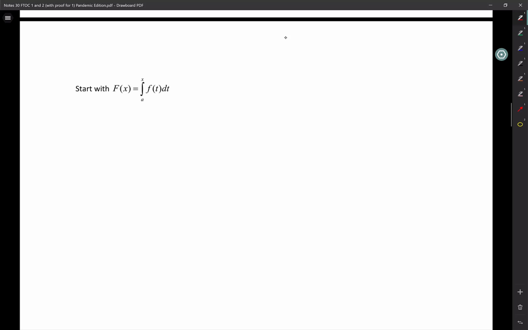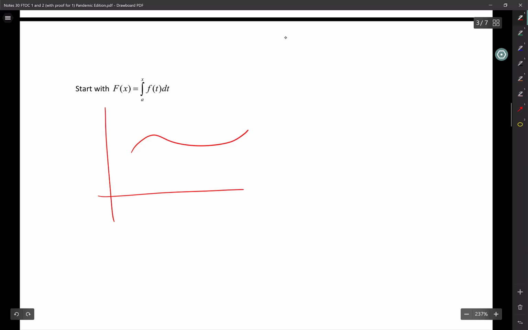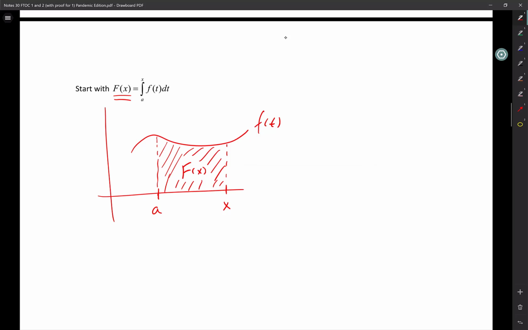So what do we know so far? We know that this means area under the curve, area under the f of t curve. So I'm going to draw some function, a curve, and they have an a there, and they have an x at the upper limit. Let's see, I'm going to draw dashed lines. They're calling the area under this curve capital F of x. So that's the area under this curve, and that curve is the f of t. That's all we know so far.